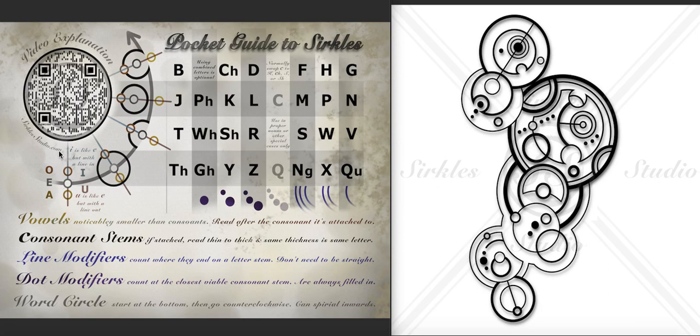So vowels are the last part of this script, and they are smaller circles. They're always noticeably smaller than the consonants, and they have different positions depending upon what vowel they are, and if they're attached to one of the four consonant stems. So let's go ahead and start looking at this design because all of that makes more sense in practice. You read this script starting at the bottom and then going counterclockwise, like a time traveler going back in time. And that's true for the words in a sentence as well as the letters in the word.